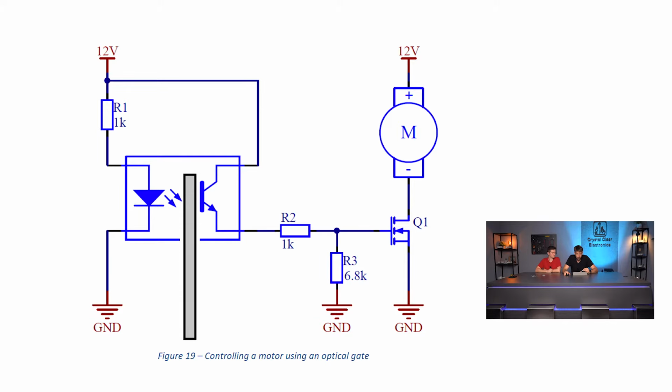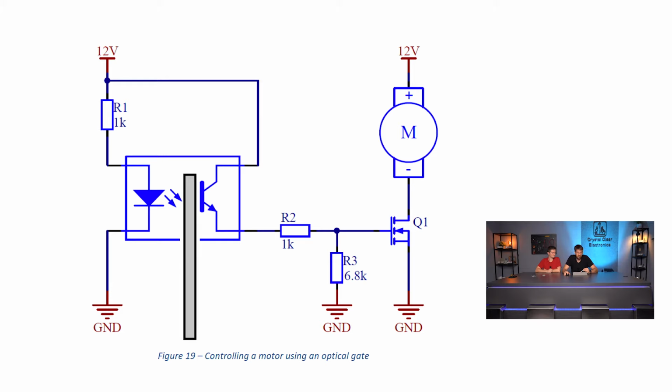This way, it blocks the light from reaching the phototransistor, which turns off, indicating the position of the object to a circuit. In the figure below, the circuit controls an electric motor through an optical gate. If the gap of the optical gate is left open, the phototransistor turns on, which applies voltage to the gate of the N-channel MOSFET, turning on the motor.